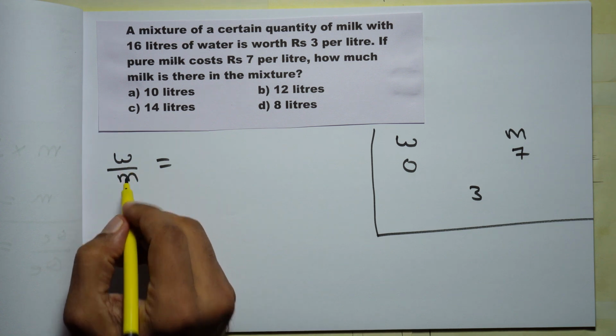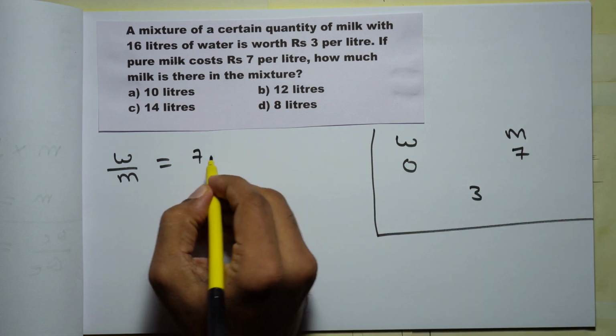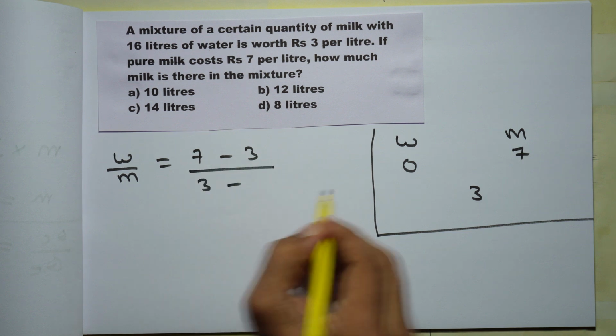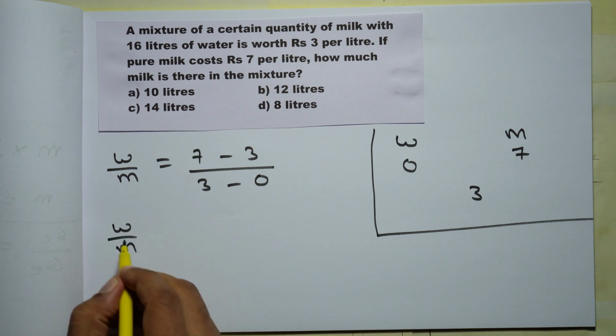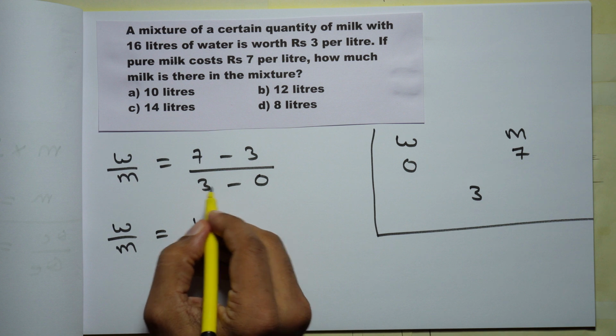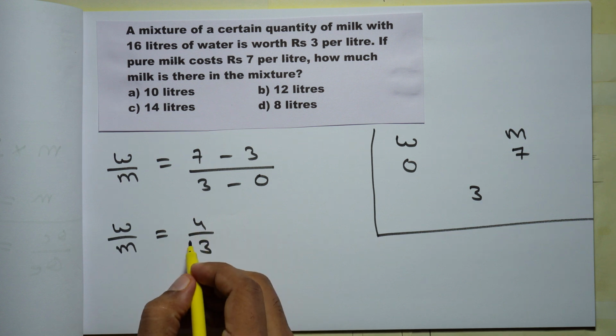This ratio is given as price of the expensive one, that is milk is 7, minus mean price is 3, divided by mean price minus price of the cheap one is 0. So water to milk, this ratio is given as 7 minus 3 is 4, divided by 3 minus 0 is 3. So water and milk should be mixed in the ratio 4:3.